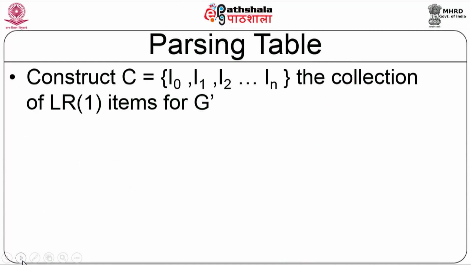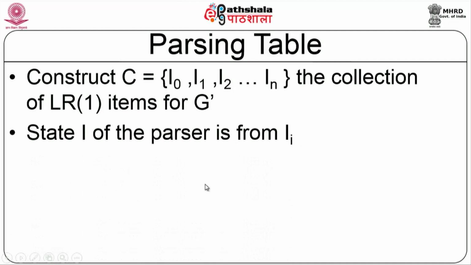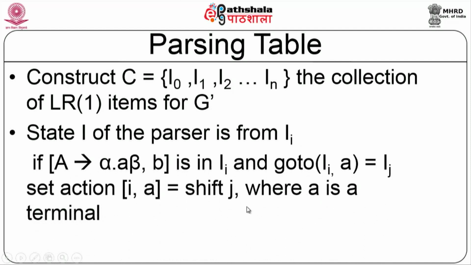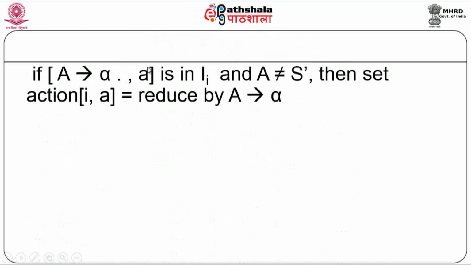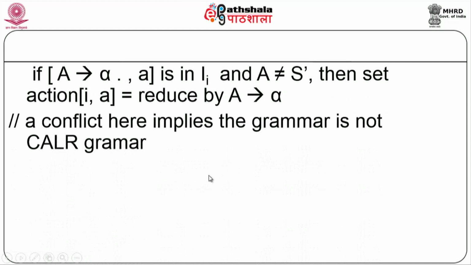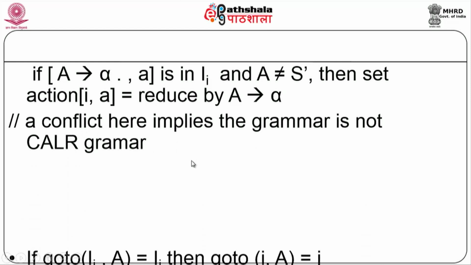You construct the closure item set of the canonical LR parser itself, and then you start from I1. Again you do a shift action, everything is same. You do a reduction action here, again everything is same, but here again the conflict implies its grammar is not going to be canonical LR.